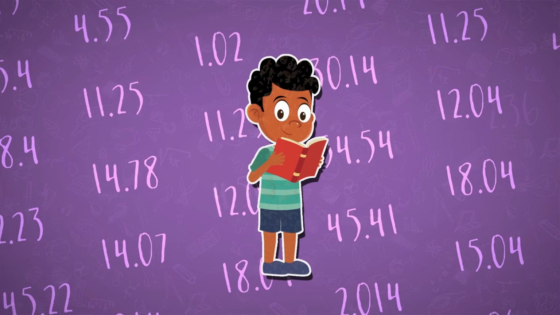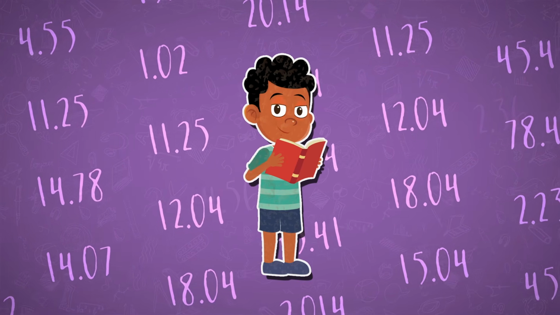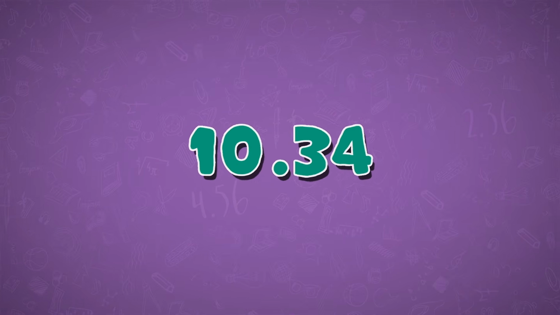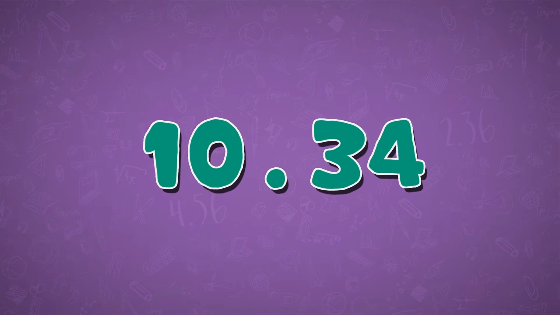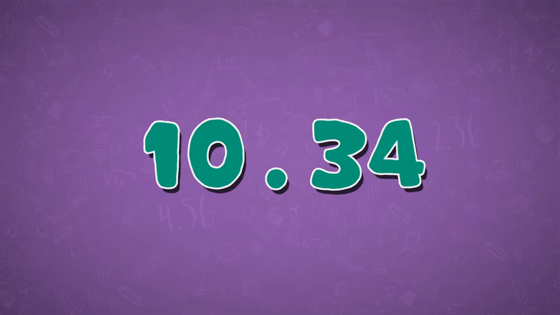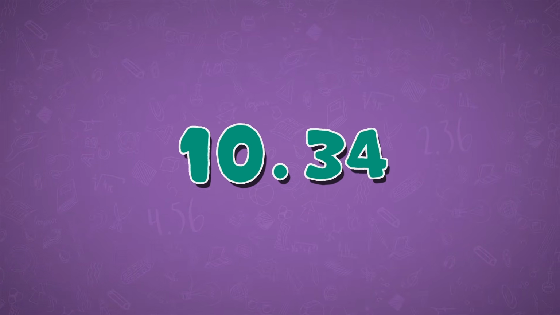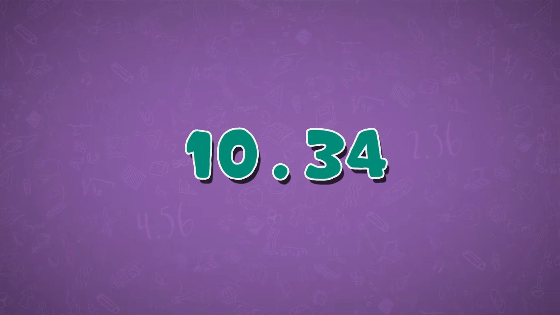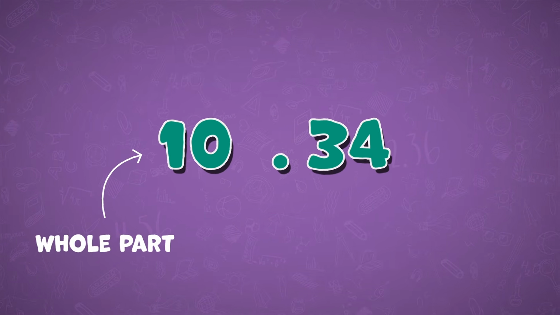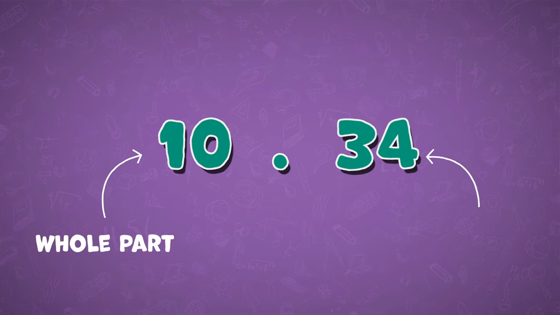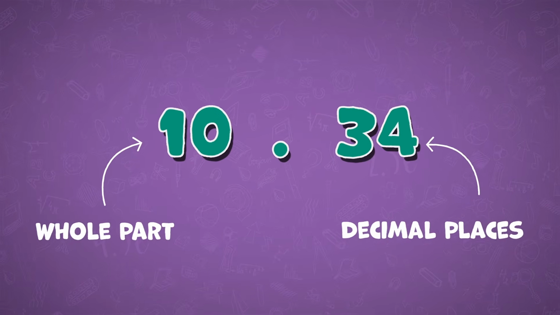A decimal is a way of writing a number that is not whole. A decimal point is a point or dot used to separate the whole part of the number from the fractional part of the number. A decimal has numbers on two sides of it. The numbers on the left-hand side of the decimal point are the whole part of the number, and on the right side of the decimal point are the number of decimal places.